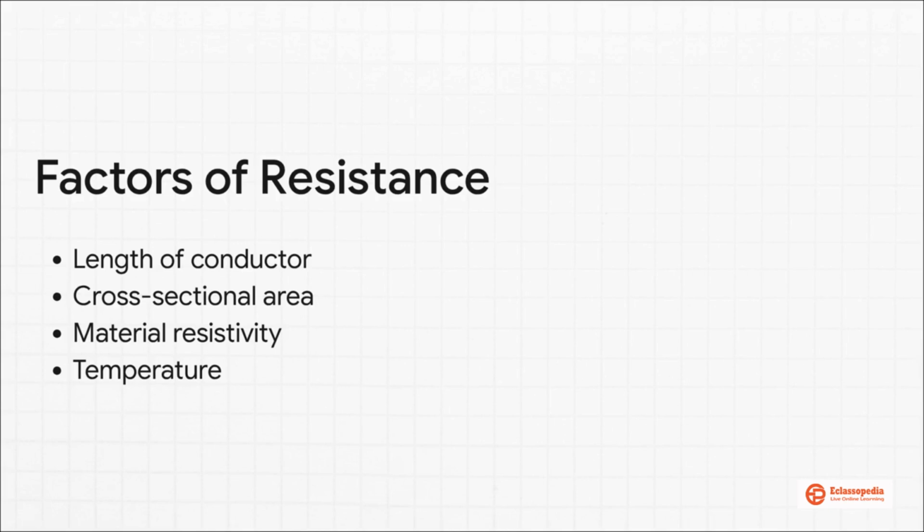A thicker wire has less resistance, just like our wider water pipe. The material itself matters. Copper allows electrons to flow beautifully, while something like rubber stops them cold. And finally, temperature heavily impacts resistance because the atomic vibrations from heat actually scatter the flowing charges.